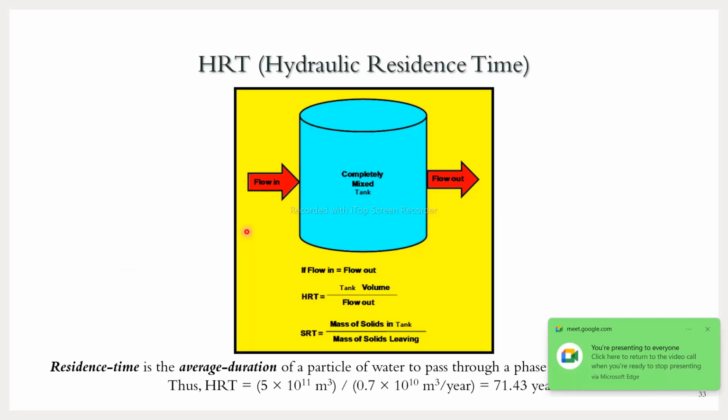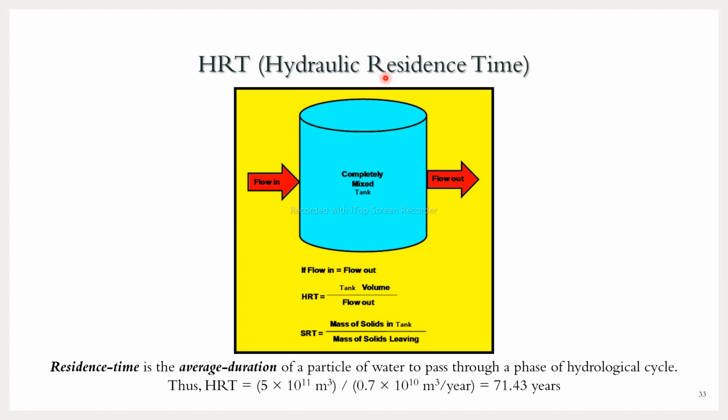So basically, what hydraulic residence time is, if you simply consider a tank and a flow is coming inside the tank, flow is going out. If the flow in equals the flow out, that means the tank is in steady state. The water level in the tank is not increasing or decreasing. Then the hydraulic residence time, or HRT, comes out to be the volume of the tank divided by the flow out, because flow in and flow out are equal.